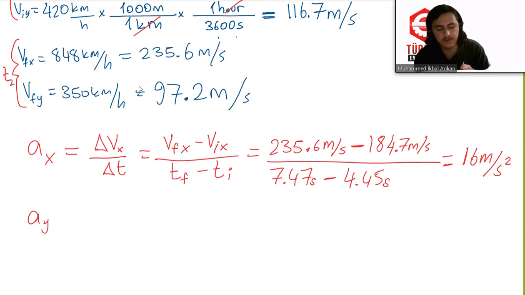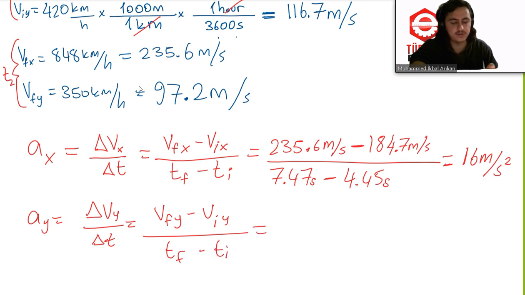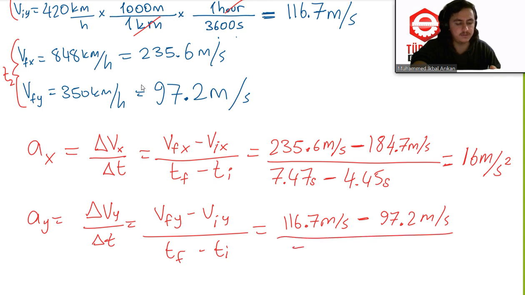So I must find the y, and by the same way, delta vy over delta t: v final of y minus v initial of y, divided by t final minus t initial. So what about the initial y? It's 116.7 meter per second minus 97.2 meter per second. What about the times? The times are the same. So you will get the answer.